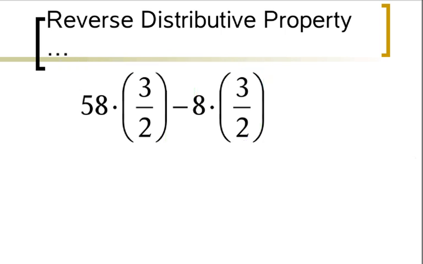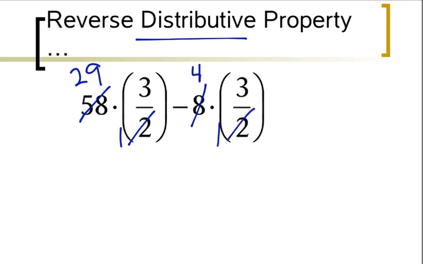So, you don't actually have to use the distributive property when they tell you to in the lab. What I could do is reduce the 58, in other words, divide it by 2, and that should give me 29. If I cross out the 2 and make it a 1, the 8 should turn into a 4, and then the 2 should turn into a 1. So really I'm left with 29 times 3 minus 4 times 3.